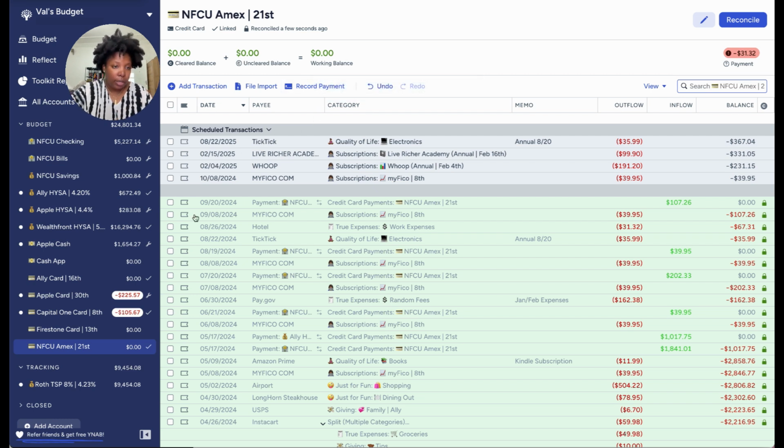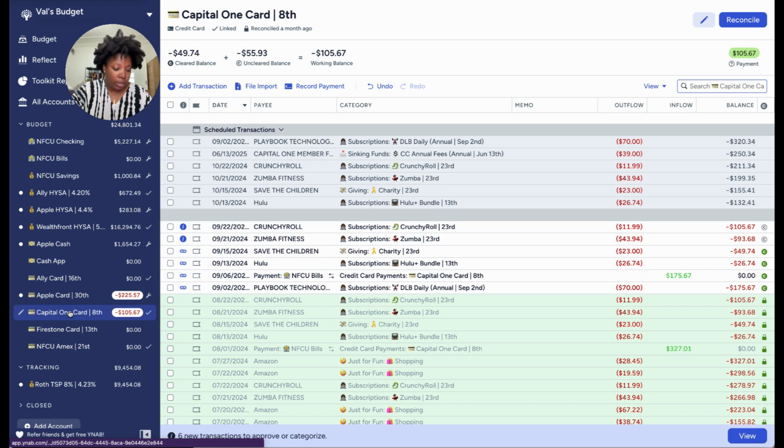All right, so my next account that I'm gonna go to is my Capital One account. So let's go ahead and open this one up. And this one's a little slow because I do have to log in and get the code. But hopefully it comes quickly. And it did. All right, so my Capital One card has a balance of $49.74, which is the cleared balance on here.